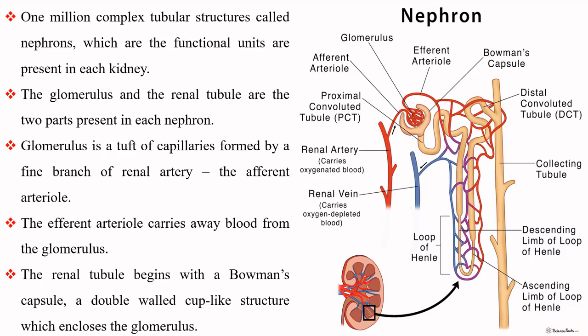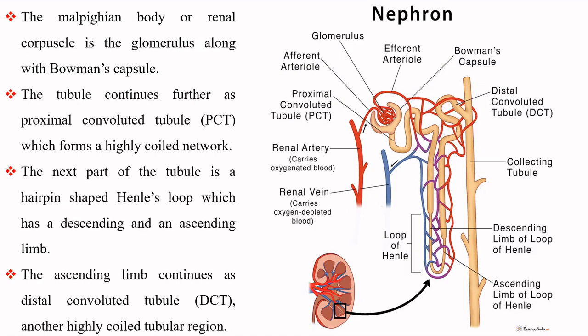The renal tubule begins with a Bowman's capsule, a double-walled cup-like structure which encloses the glomerulus. The Malpighian body or renal corpuscle is the glomerulus along with Bowman's capsule. The tubule continues further as the proximal convoluted tubule, which forms a highly coiled network.